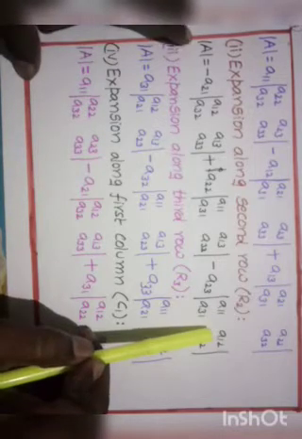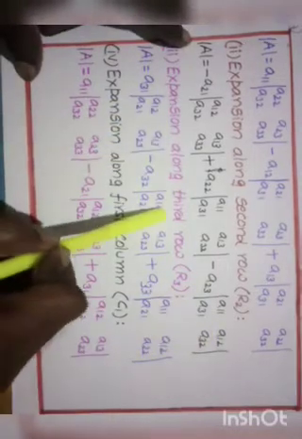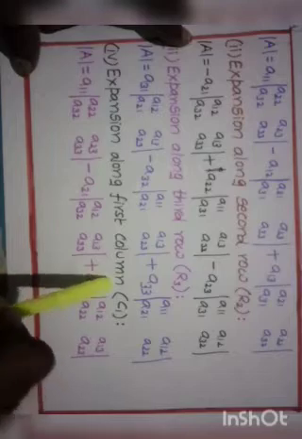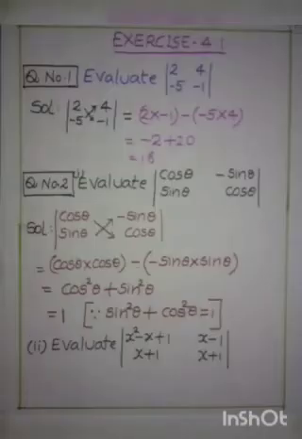Understood, my children? Similarly, we can expand the determinant of the square matrix along the third row. Along the first column, we get the same value in all these cases. Understood, my dear children? Right.